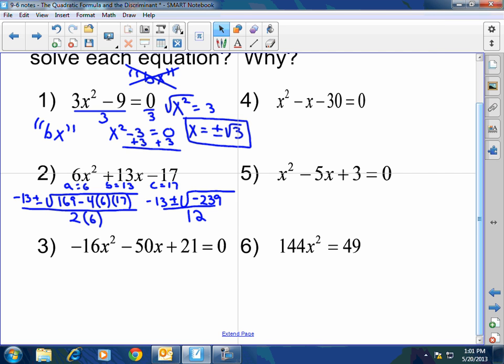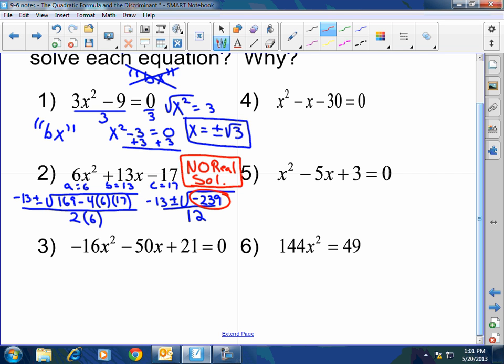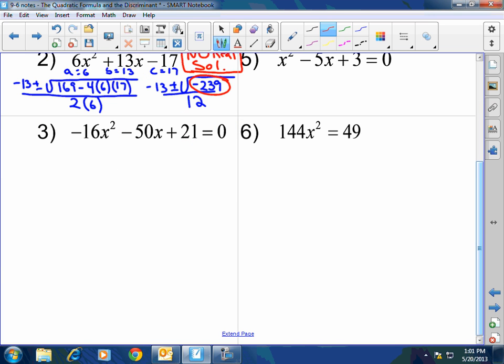Guess what? This should raise a red flag. I cannot have a b squared minus 4ac that is negative. So right here, no real solution. There's no real solution there, gentlemen. Done. Awesome. Okay, next, number 3.